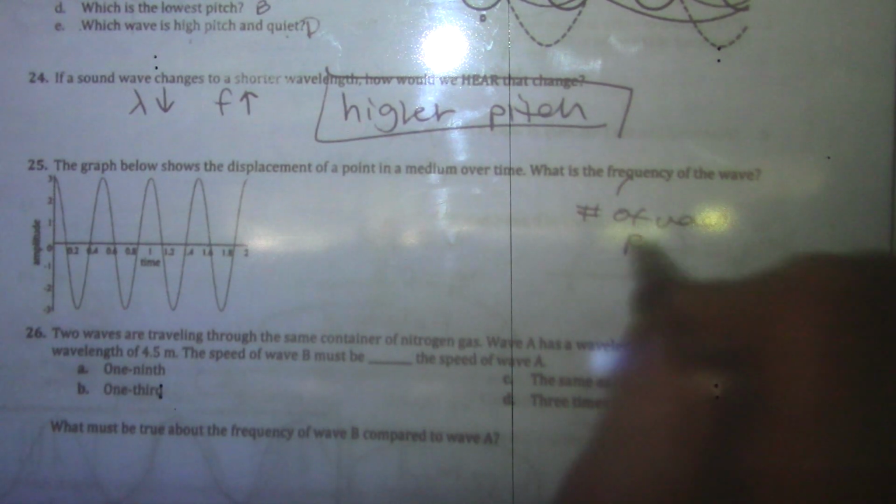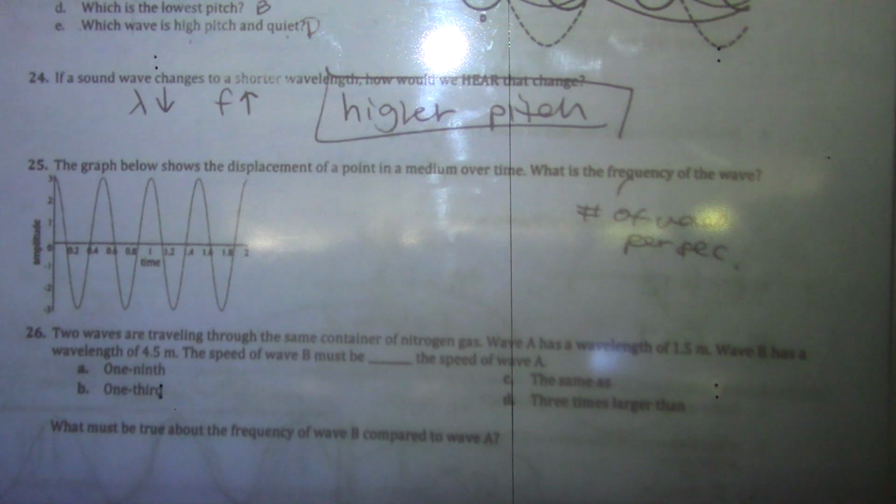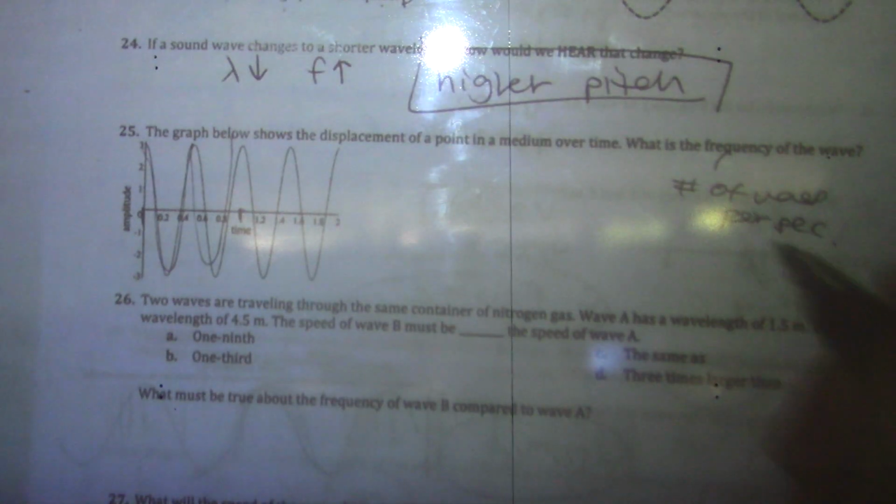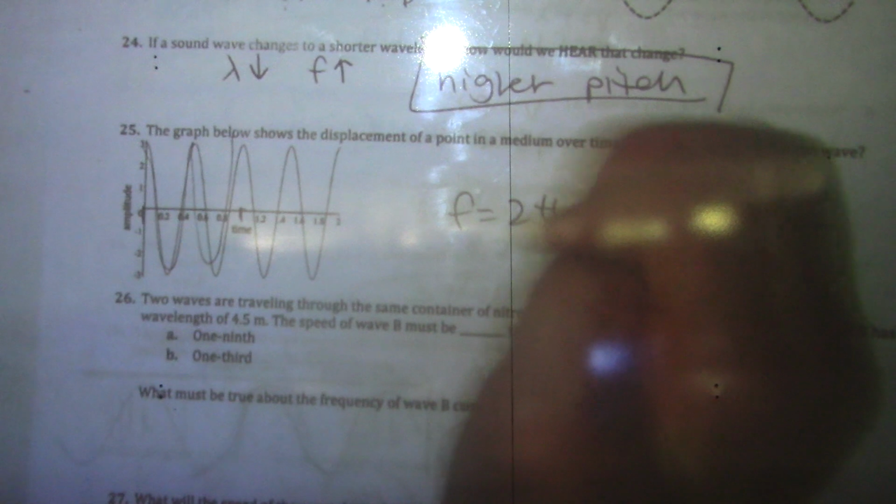Frequency is the number of waves per second. A couple ways to do this, but I just went to 1 second. From 0 to 1 second, I get 2 waves. So I have 2 waves per second, so my frequency is 2.